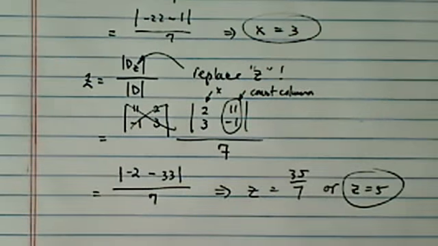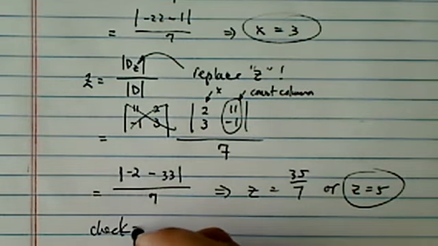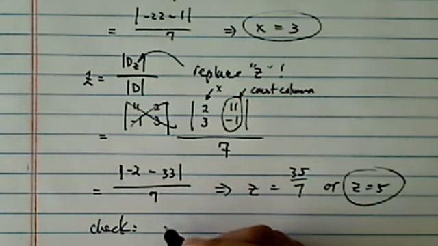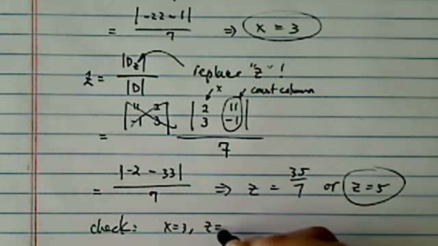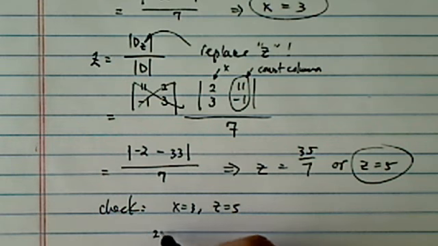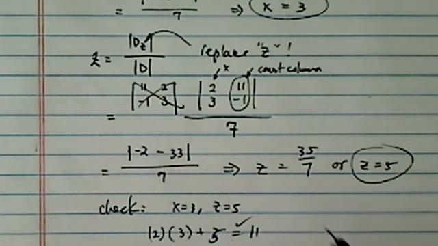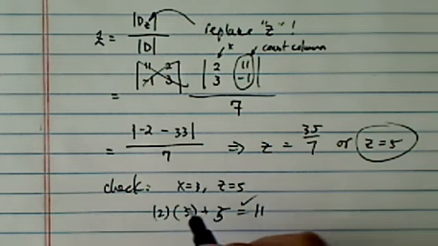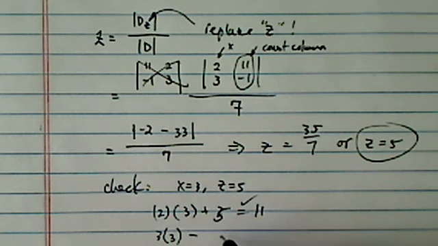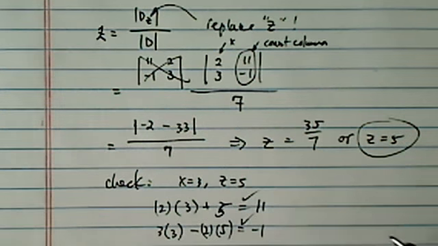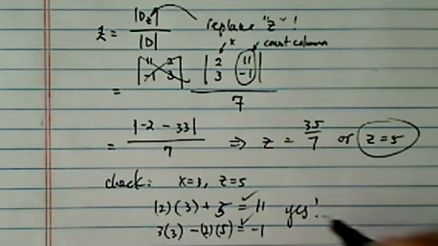Okay, now let's double check to make sure the answers work out. So check: x equal to 3 and z equal to 5. We're going to check it back in our original equations. 2 times 3 plus 3 times 5 does indeed equal 11. Next one, 3 times x, which is 3, minus twice 5, does equal -1. Okay, so everything checks out.